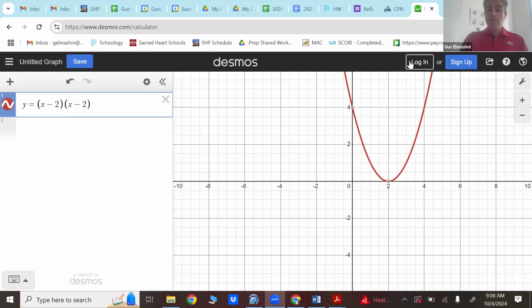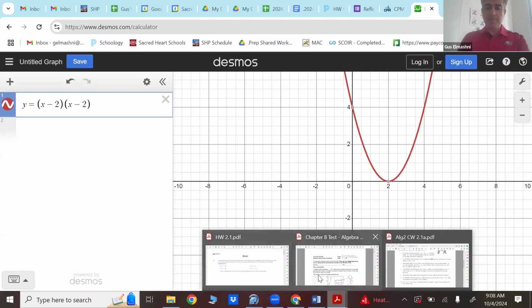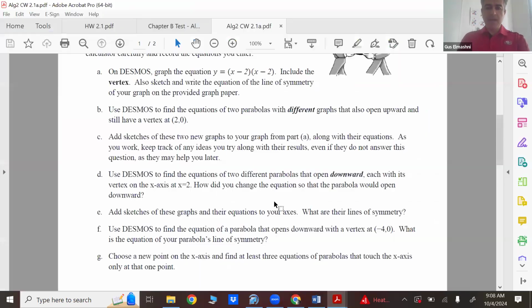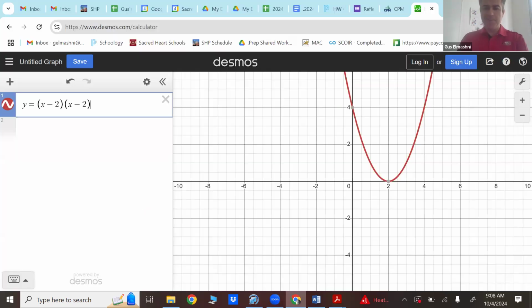Great. Okay. So we have this graph here. This is part of the Parabola lab. And it's saying to find the vertex, write the equation of the line of symmetry, and graph on the graph here. We're just going to talk about it, really. That's what we're going to do. So what's your vertex here? 2, 0.